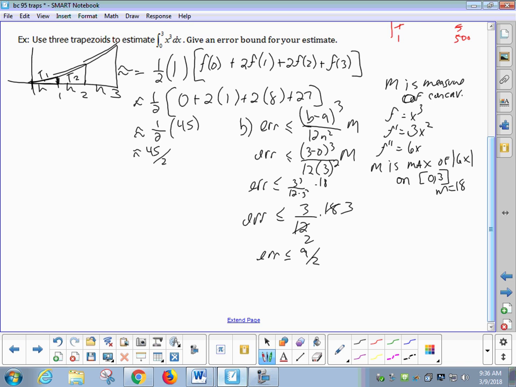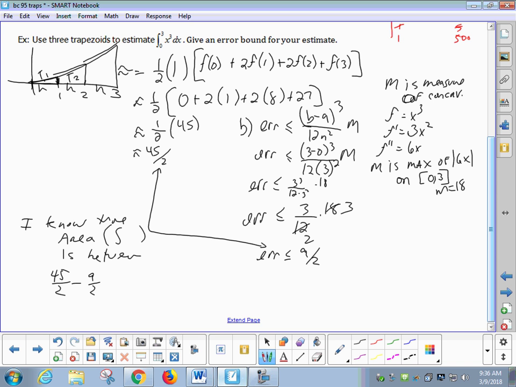So if I were to put these two together, this doesn't actually get asked for in our textbook, but it does in many textbooks, in college textbooks. You might put those together and say, I know the true area, or the true integral value, is between 45 halves minus 9 halves. It could be up to 9 halves below my estimate, or 18, and 45 halves plus 9 halves, or what is that, 27.